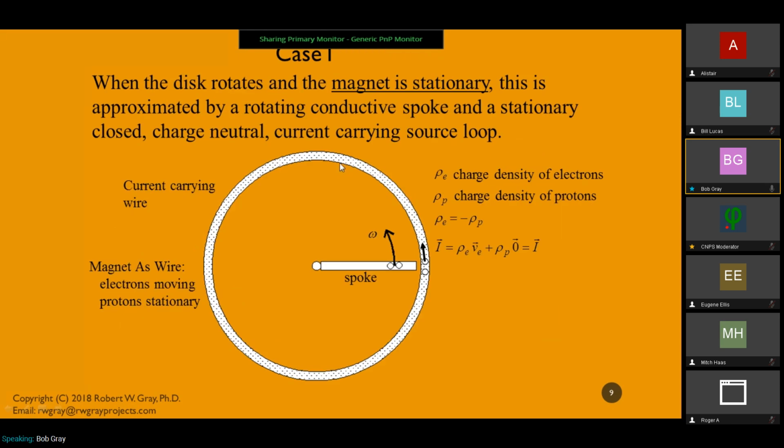So essentially now you have this setup where you have a conducting spoke which is rotating within, in this case I draw it within, a current in a conductor generating, if you will, the quote-unquote magnetic field. But now you can see that we're really talking about the interaction of the charges in this conducting spoke and the charges in this current loop.